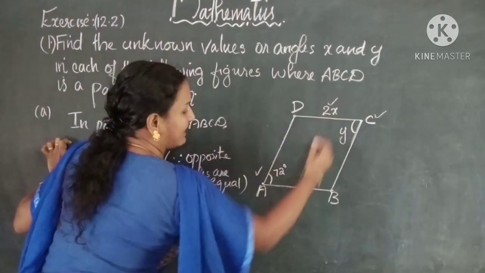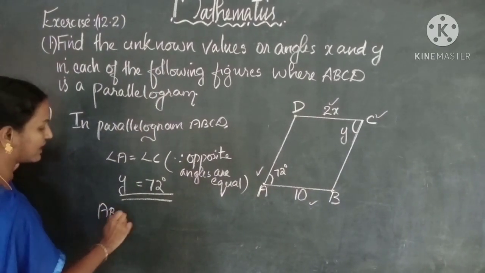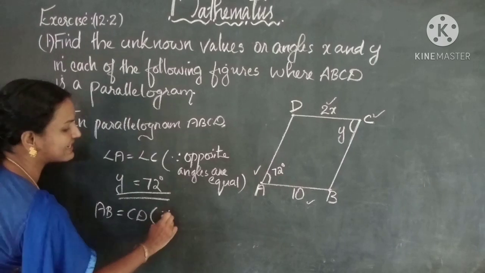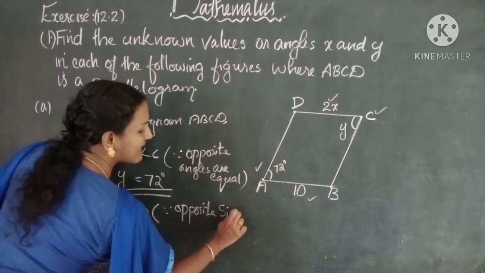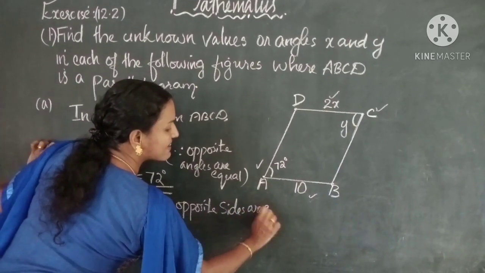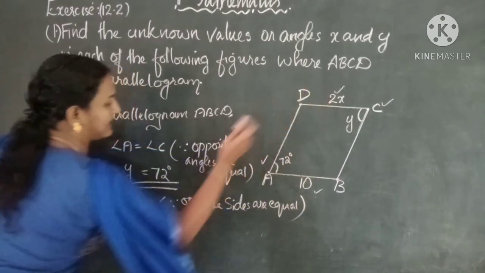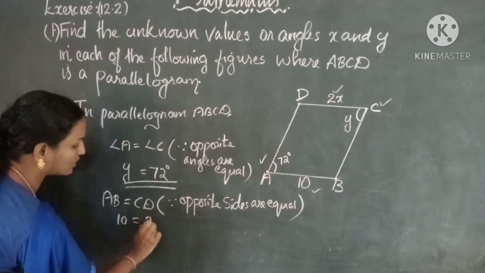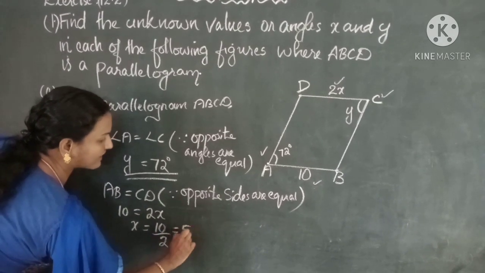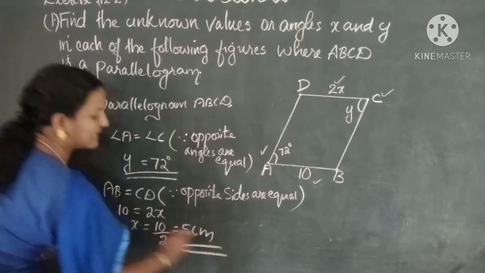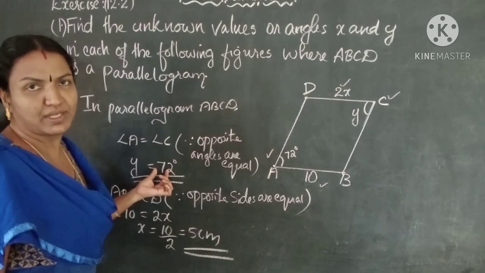Then 2x and 10 are equal. AB is equal to CD. Reason: since opposite sides are equal. AB is equal to CD, 10 is equal to 2x. So x is equal to 10 divided by 2. So x is equal to 5 centimeters. X is equal to 5 centimeters and y is equal to 72 degrees.